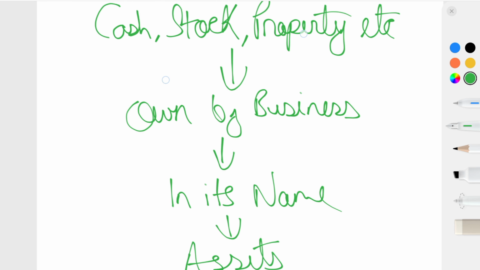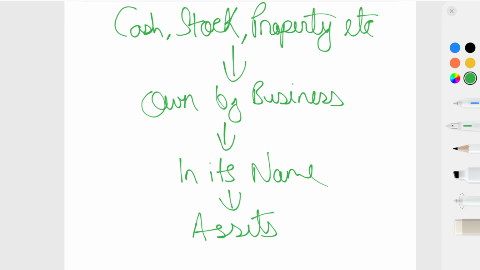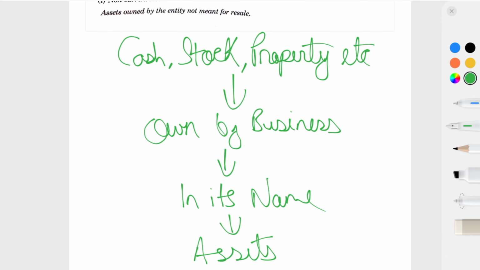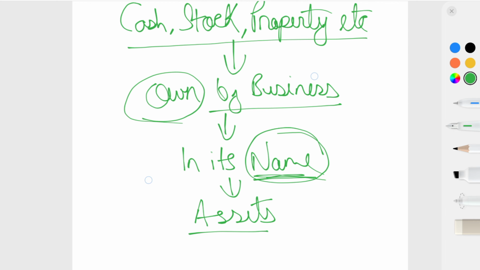We'll try to understand it with a much simpler definition, right? According to that definition, cash, stock, property, etc., which is owned by the business in its name are known as assets. So this definition simply says anything which is owned by the business in its name is known as an asset. This is a much simpler and clearer definition, I guess.